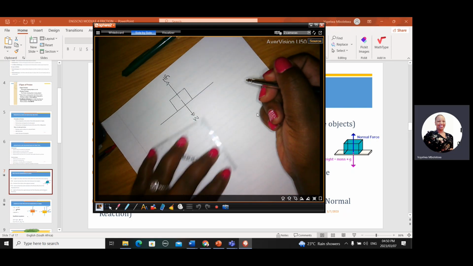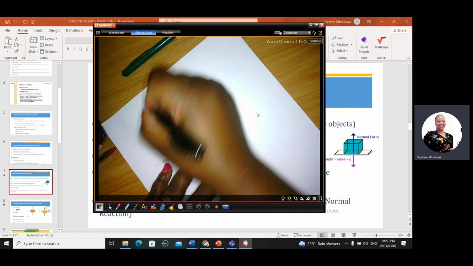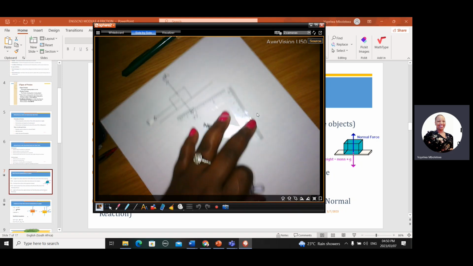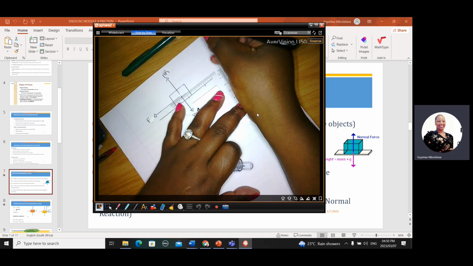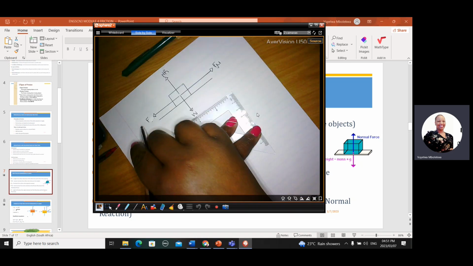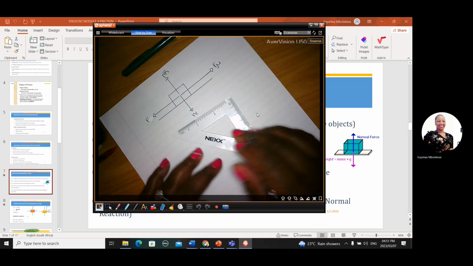All right. Then if you have an applied force acting in this direction, this is an applied force. I want to make my frictional force this side. So the frictional force will be acting in the opposite direction. So this is the applied force, and that is the frictional force.